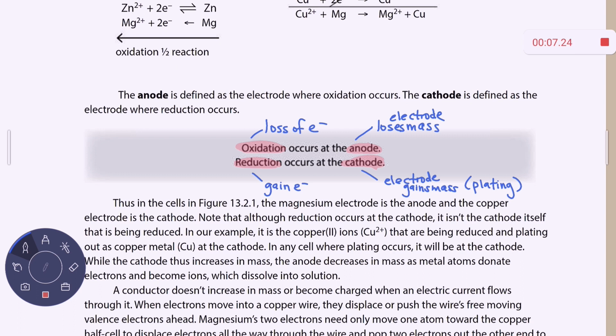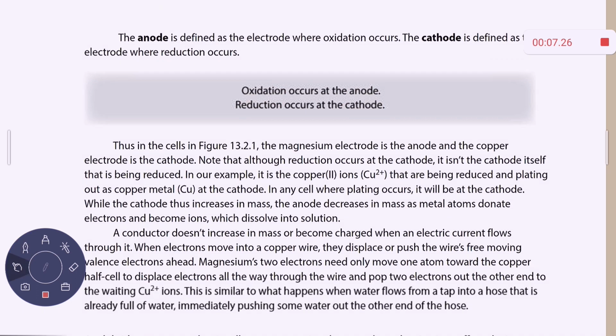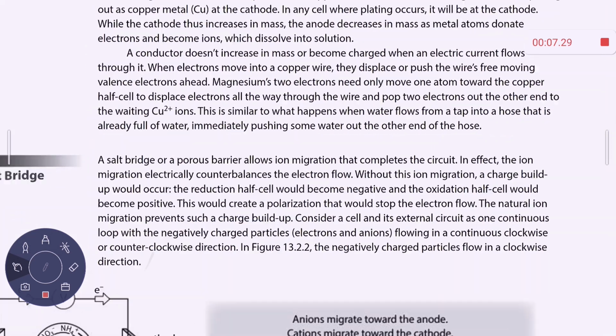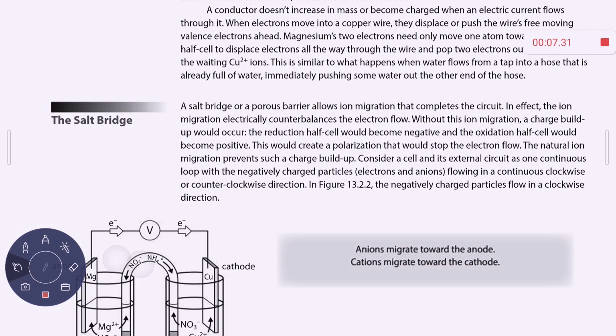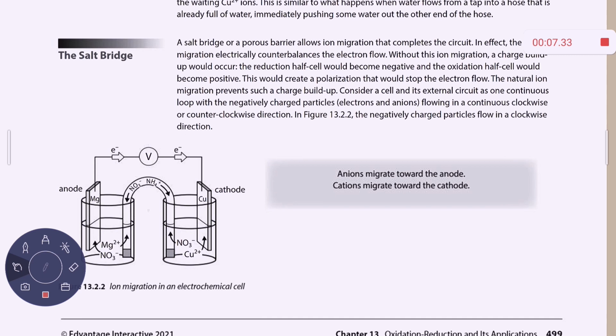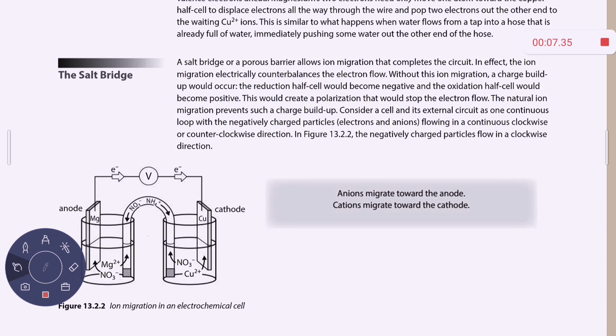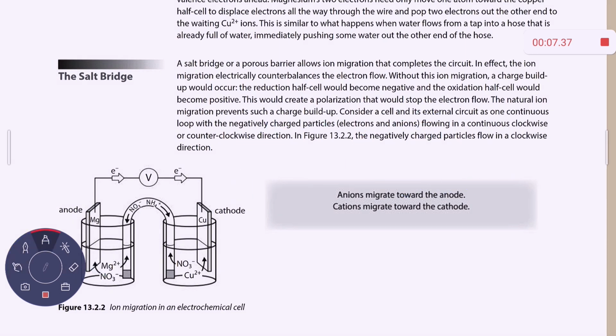Okay, let's take a look a little bit further down here. Let's talk about the salt bridge. Okay, so let's look at this image here. They give us a little bit more detail. Okay, so I'm going to highlight the salt bridge like we did on the previous page.